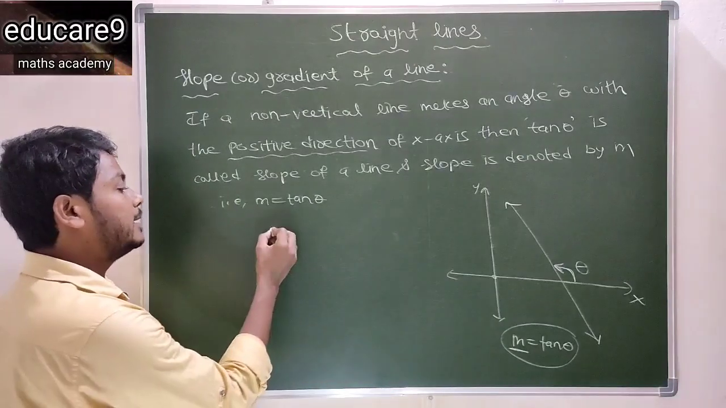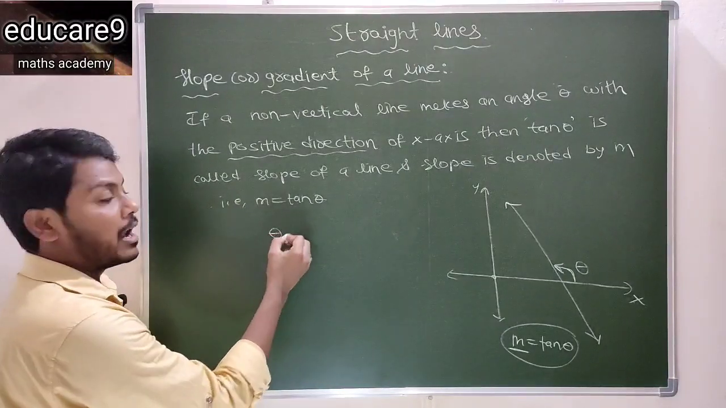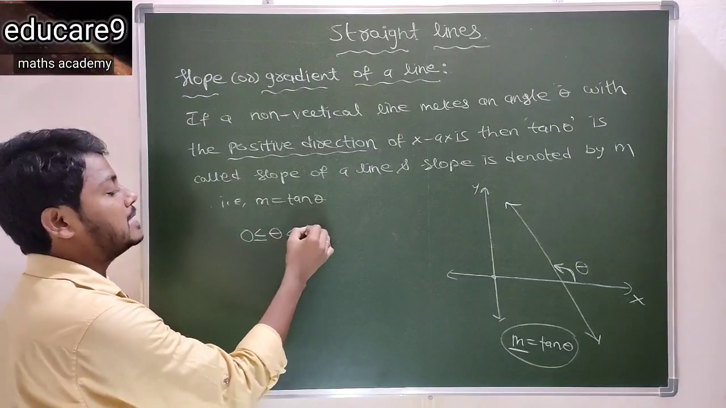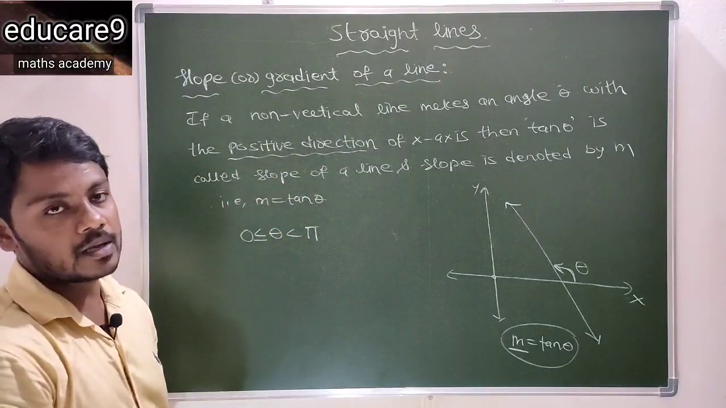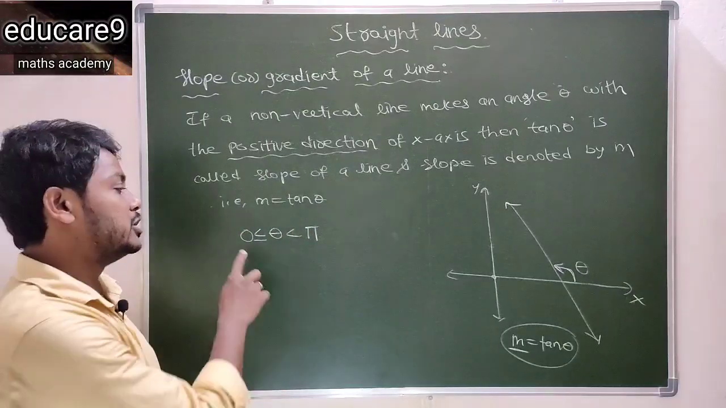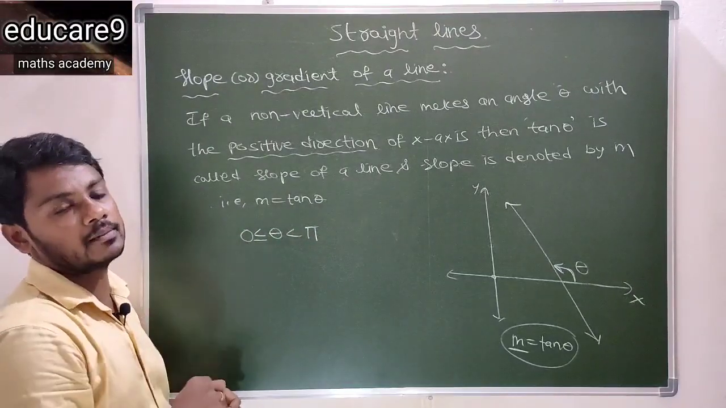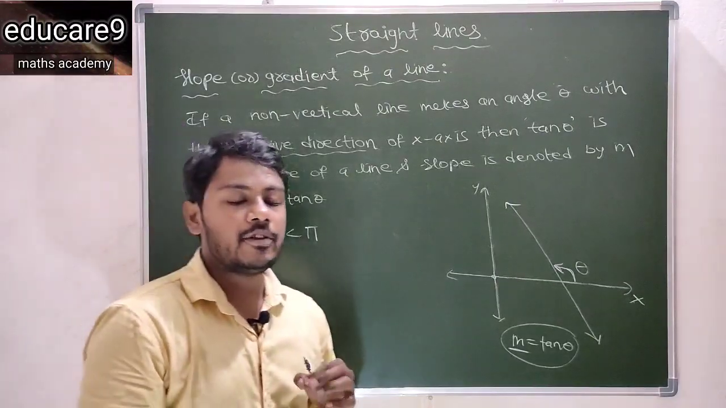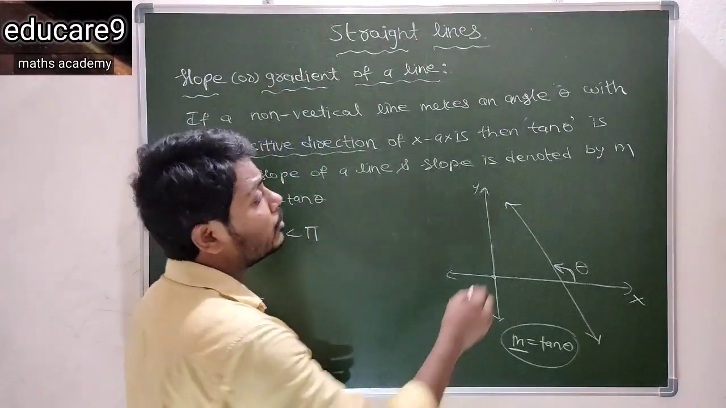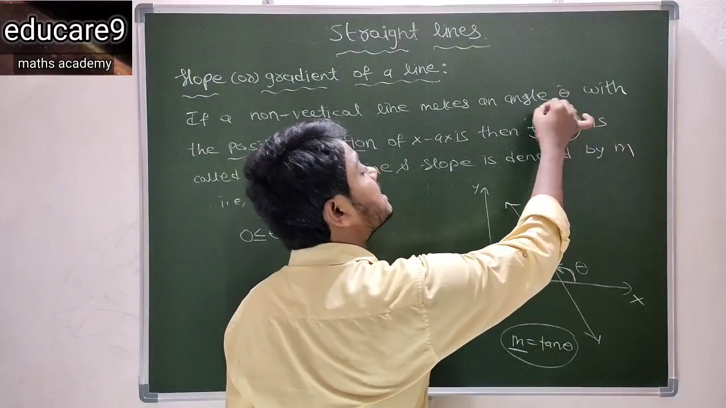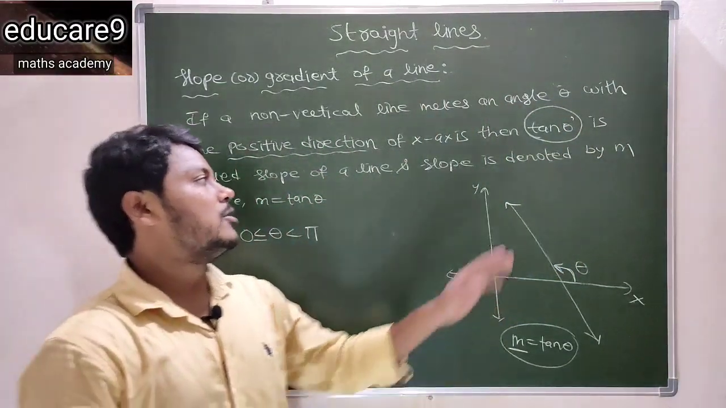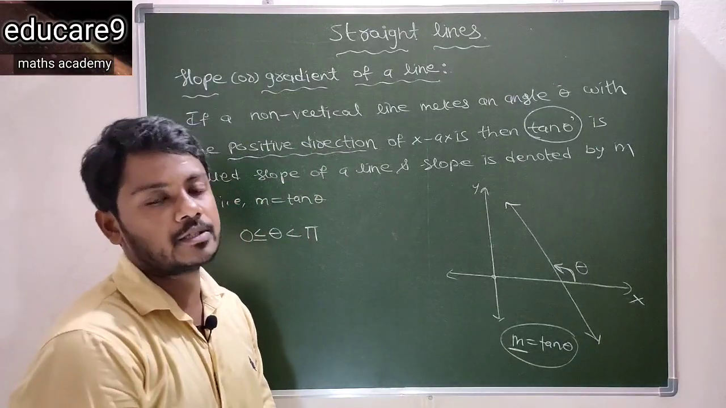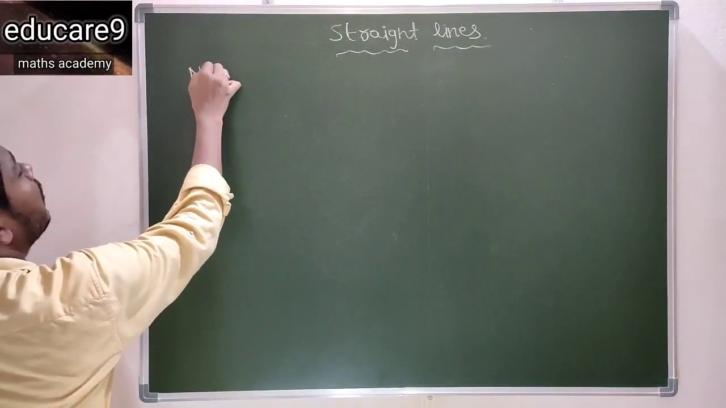Now here theta lies between 0 ≤ theta < pi. So theta lies between 0 to pi. Here 0 is included but pi is not included. This is the definition of a slope. So here we are using slope is tan theta. For the mathematical proofs, you can go through the playlist. Okay. So here, note.